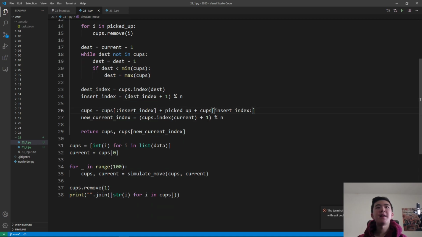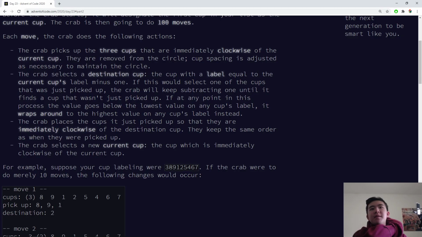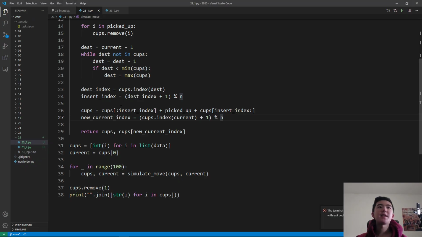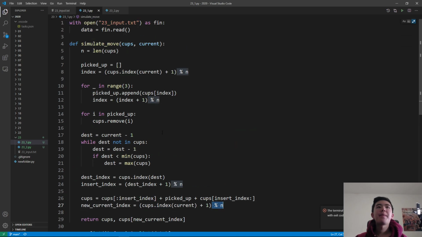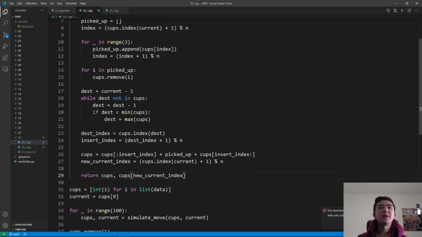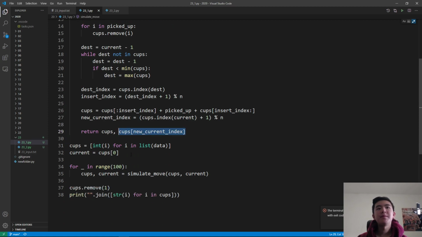And then after that, we also want to find the new current index. It's the cup that's immediately clockwise. So we find the index of the current cup, we add 1 to that, and that's the index of the new current cup. Also, throughout all of this, we need to take the indices mod n, just to make sure that they're not out of bounds. Just to make it a little bit easier. After that, we just return the new cup order as well as the new current cup. And remember, current cup is a label, so that's why we take the index of the current cup.